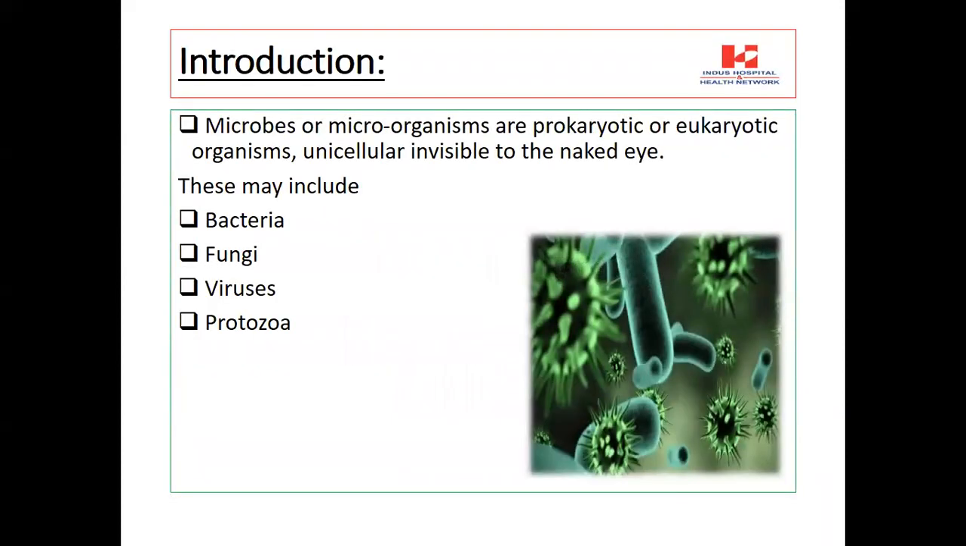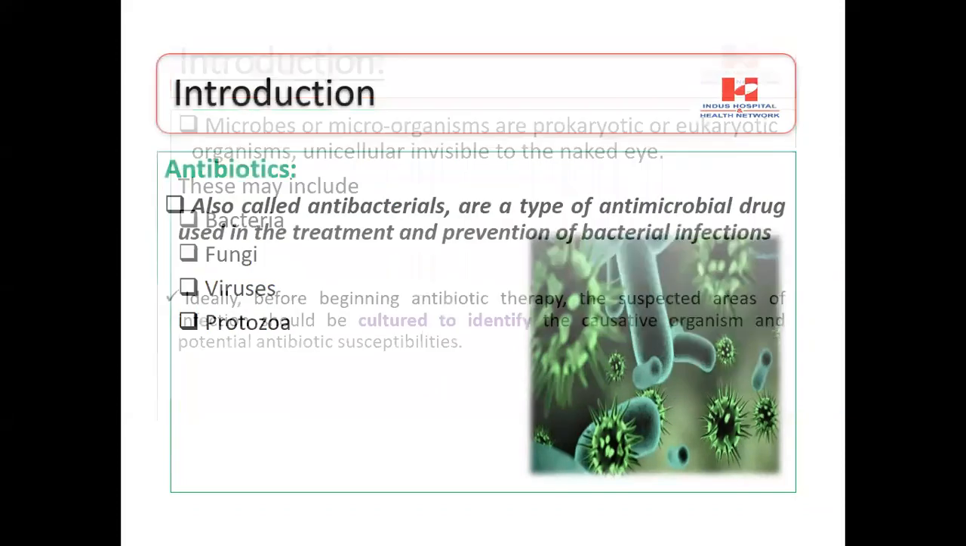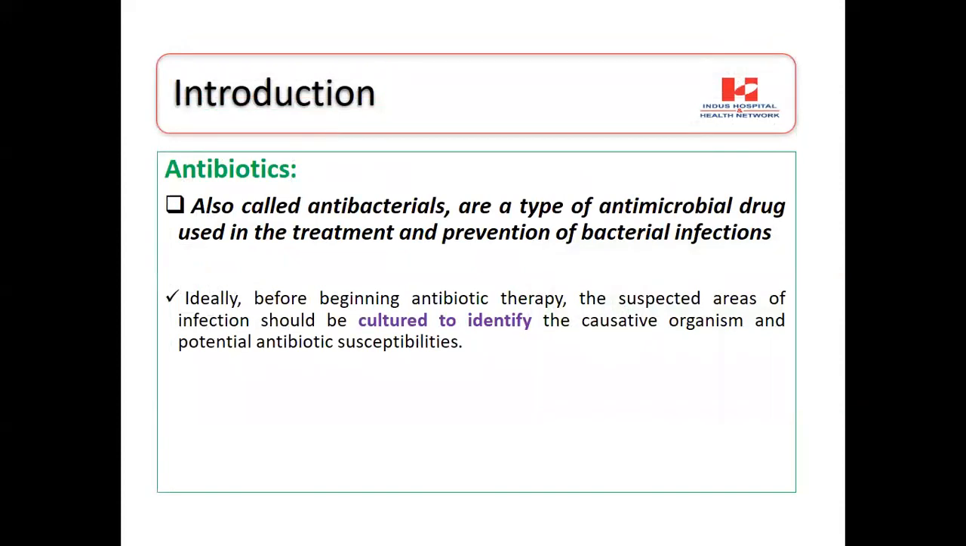Basically, as we know, microbes are prokaryotic and eukaryotic organisms, unicellular, invisible to the naked eye. That could be bacteria, fungi, viruses, or protozoa. Antibiotics, also called antibacterials, are a type of antimicrobial drug used in the treatment and prevention of bacterial infections. Ideally, before beginning antibiotic therapy, the suspected infection should be cultured to identify the causative organisms and potential antimicrobial susceptibilities of this infection.